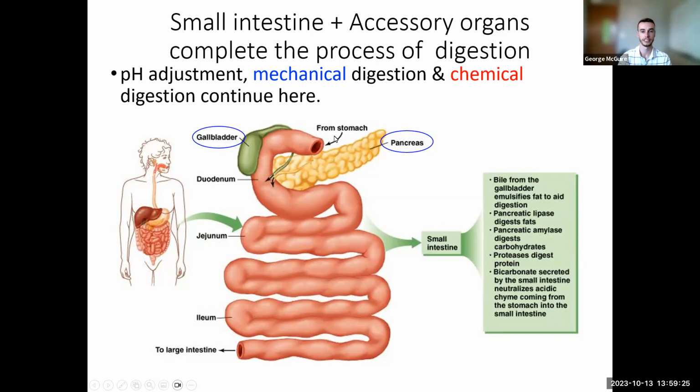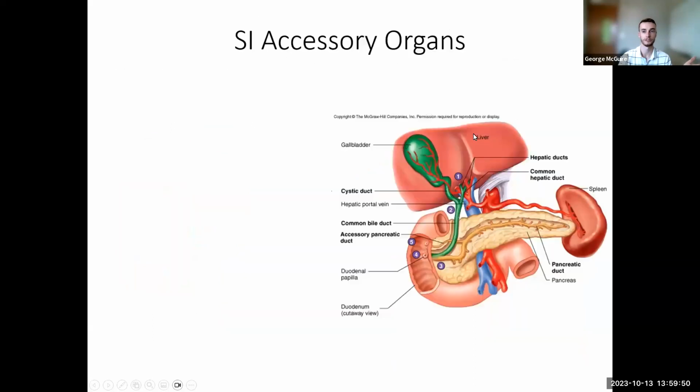Most of the solutions that are going to be put into our small intestine to help with digestion are going to be coming from the gallbladder and the pancreas. Technically, the liver secretes bile into the gallbladder, and then the gallbladder secretes bile into the small intestine. So the gallbladder ends up being kind of like a storage unit for bile. The pancreas is going to be releasing a majority of the enzymes that finish the chemical digestion for any food that we're going to absorb.